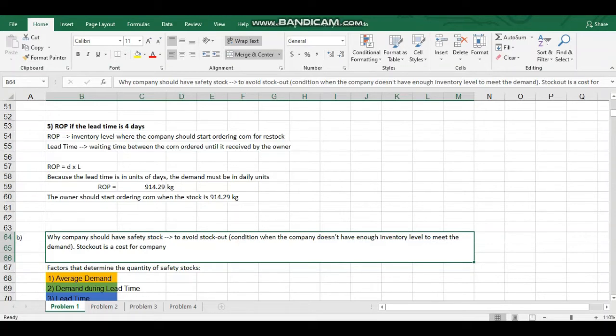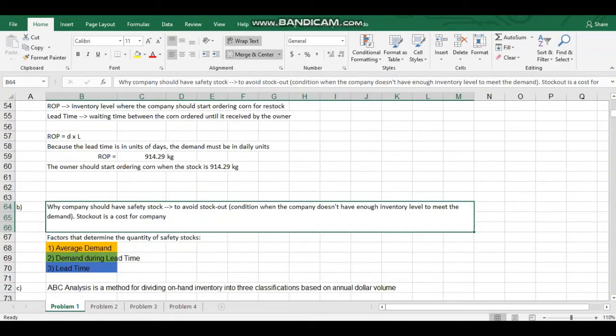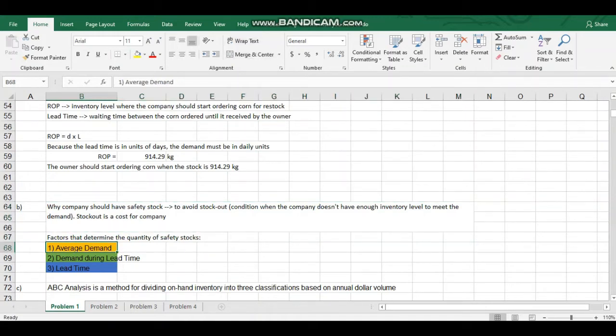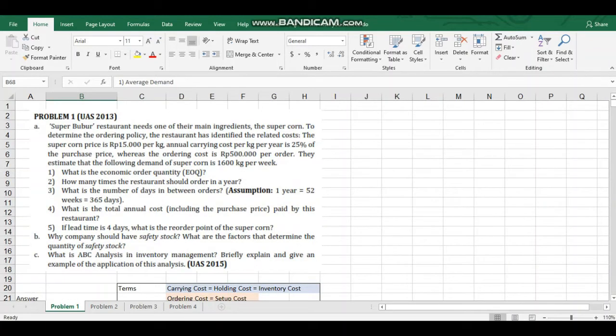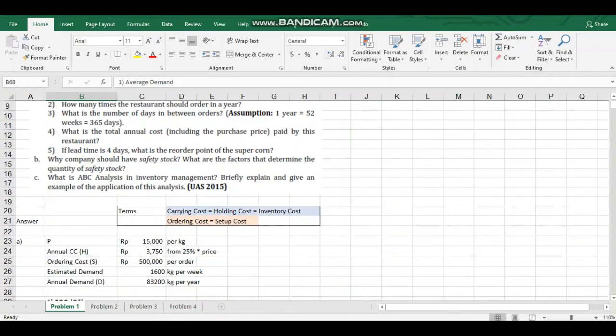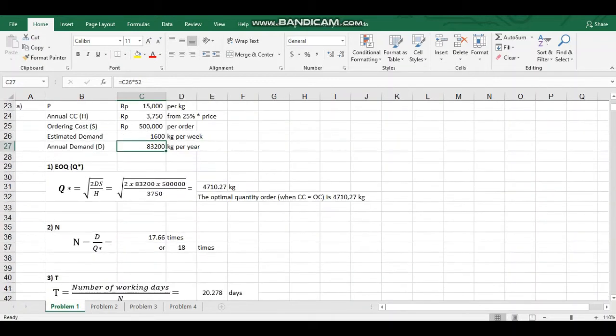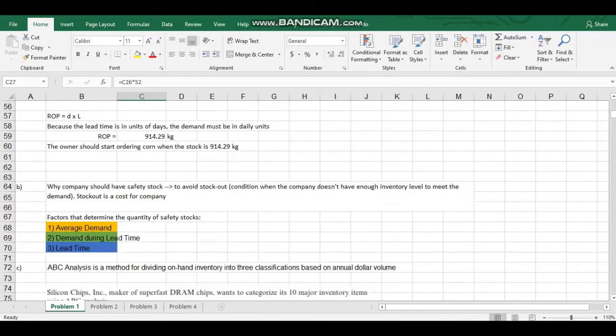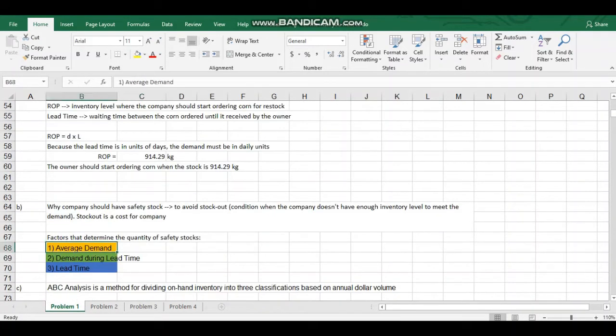And for the factors that determine the quantity of safety stock, there are 3 factors. The first one is average demand. In this case, we have the weekly demand and also the annual demand. The average demand depends on whether you want to know it monthly or weekly or daily. It depends, but it's usually monthly. And then the second one is demand during lead time.